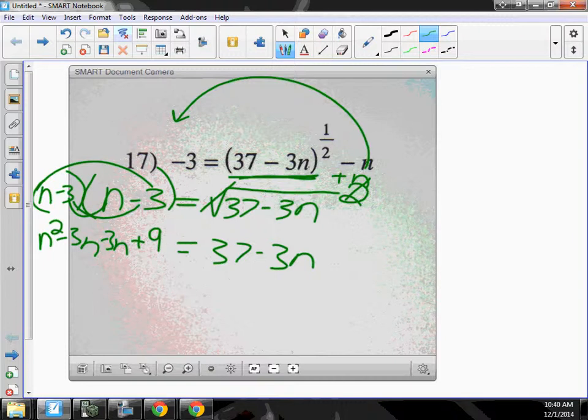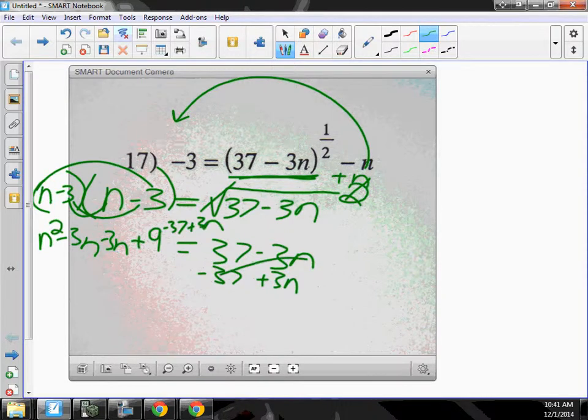Well, if there's an n squared, you need to move everything over and set it equal to 0. So I'm going to subtract 37. I'm going to add 3n. So n squared minus, well, I have negative 3n minus 37, which is negative 37 minus 3 is negative 40, minus 3 is negative 43.